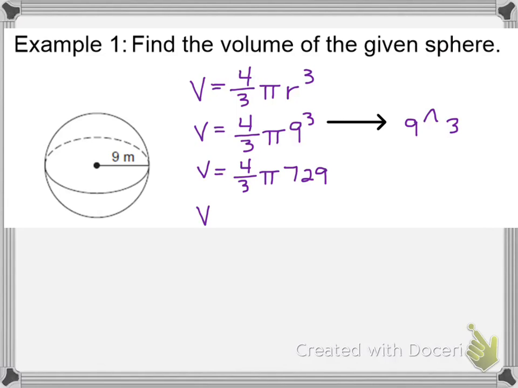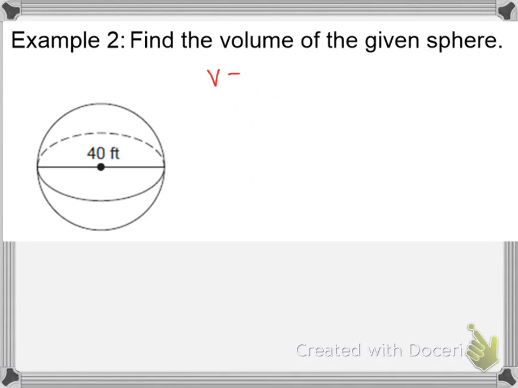Keep simplifying. We want to leave this in terms of pi because I didn't ask you to round. So now we want to multiply your 4/3 times your 729 to get your final answer in terms of pi. And so that gives you 972 pi. Don't forget your units. Make sure to write your units cubed.